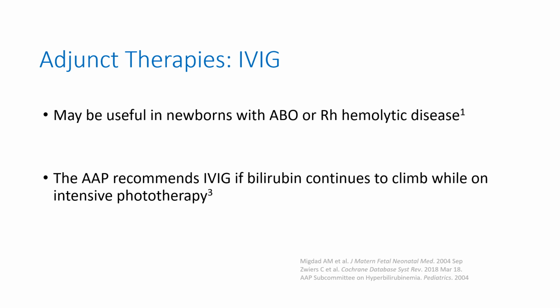What about IVIG? We mentioned earlier that IVIG is recommended for infants who have ABO or Rh hemolysis, or hemolytic disease. It has to be given close to or at the escalation of care, while the baby is on intensive phototherapy.